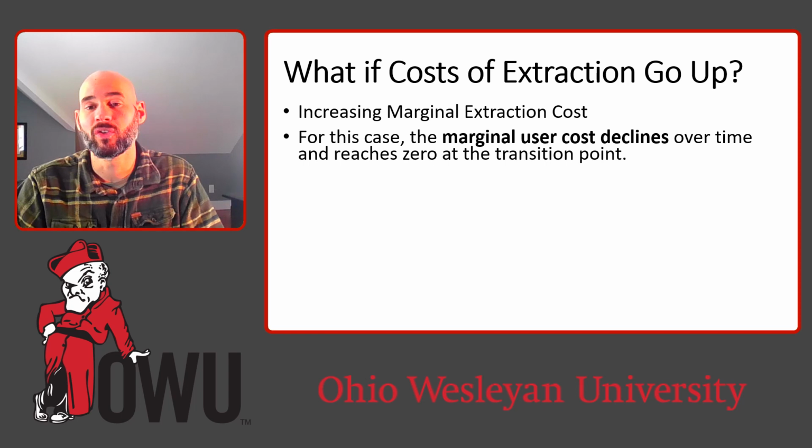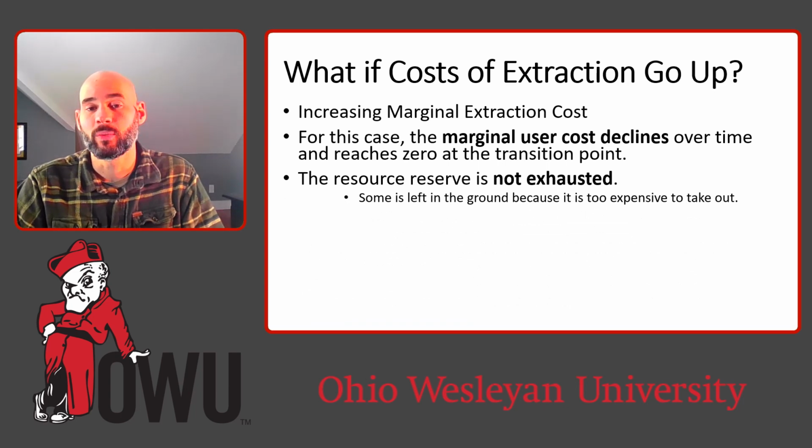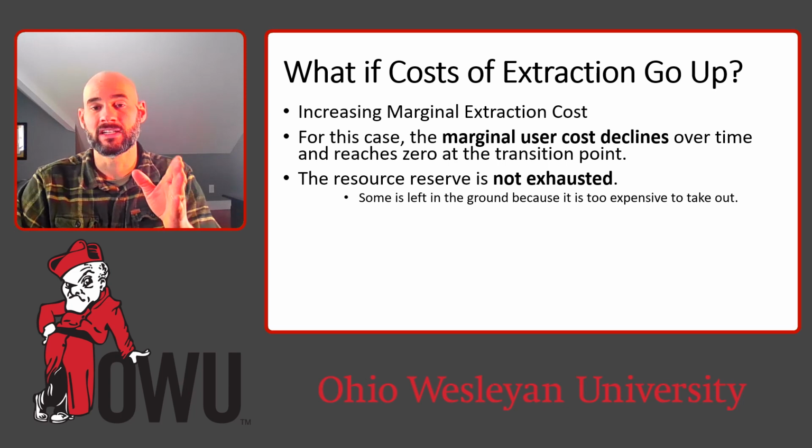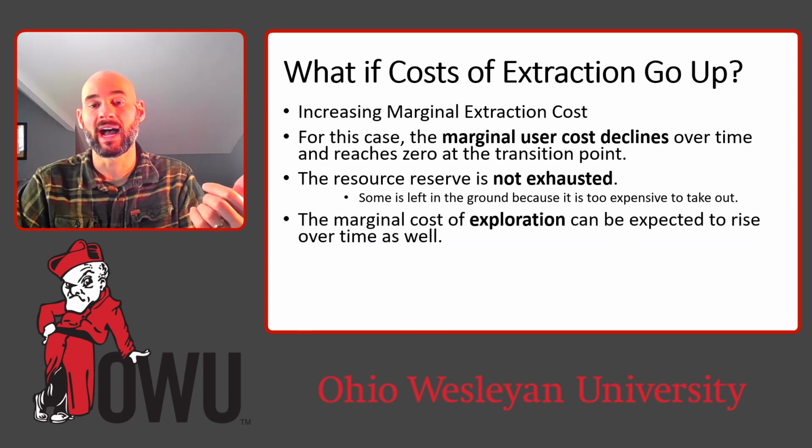And if that's the case, then the marginal user cost is going to decline over time and eventually reach zero at the transition point. And the resource reserve is then not going to be exhausted, and some is going to be left in the ground because it's too expensive to take out. And this is, once again, where that choke point comes into play: the point at which we no longer extract any of the resource isn't necessarily when it's completely depleted, but where the price of extracting any more is too high.